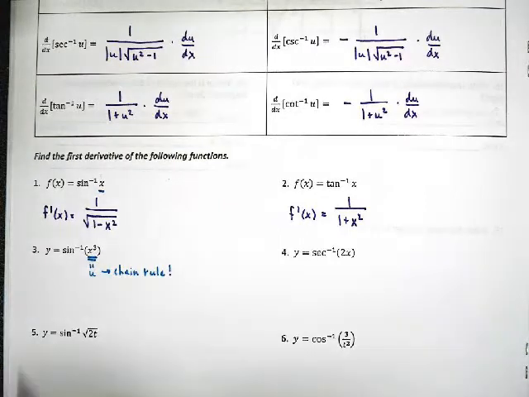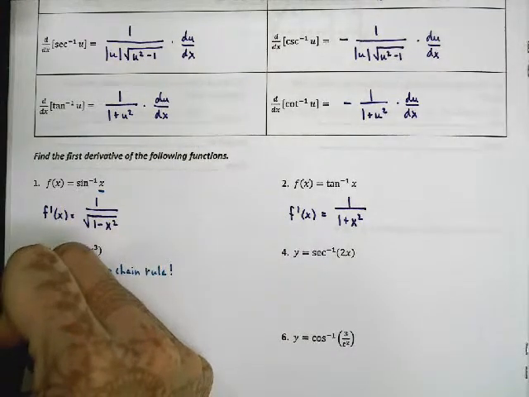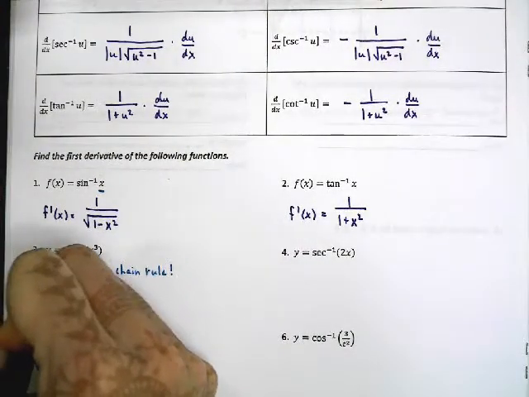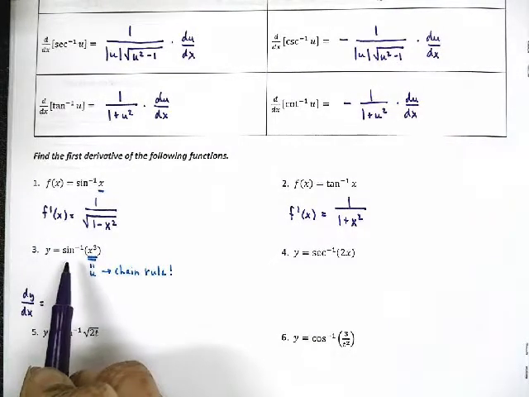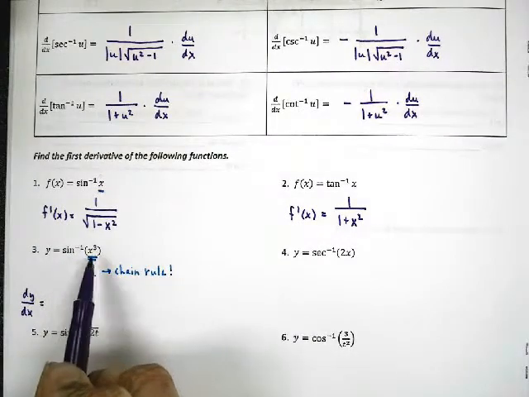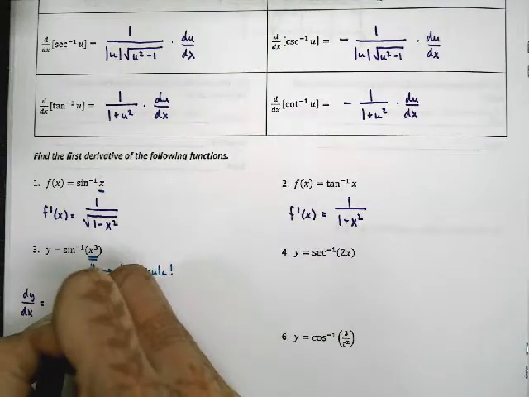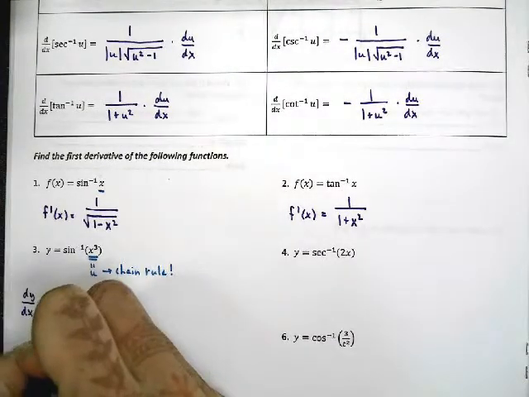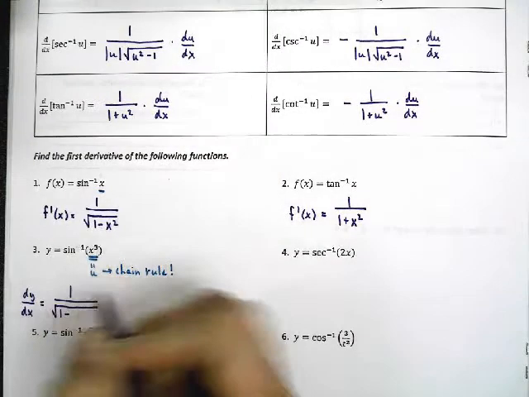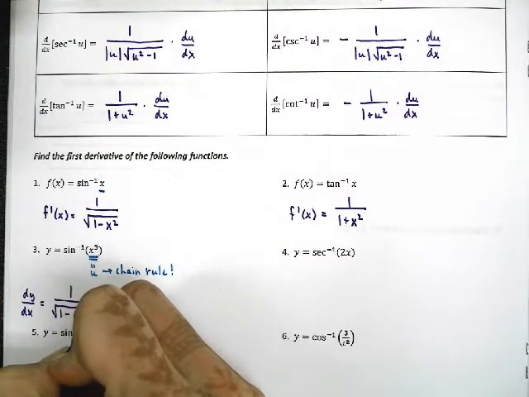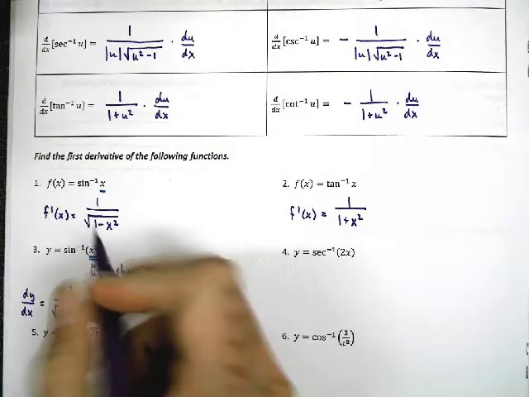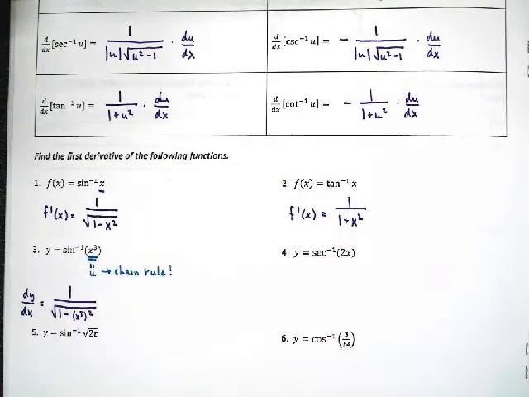So I know that dy dx, I'm going to start off just by differentiating my inverse sine, and my x cubed is going to stay the same. So I'm going to have 1 over the square root of 1 minus, now I'm going to have my x cubed, and I'm going to square that.